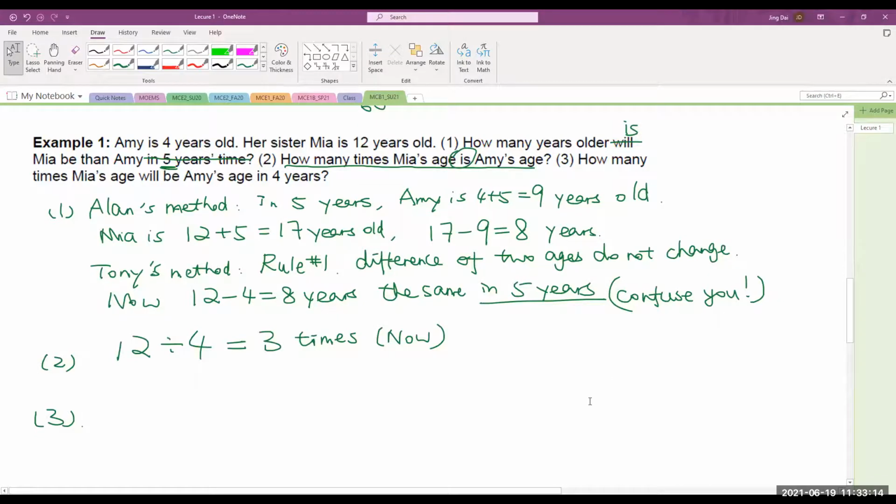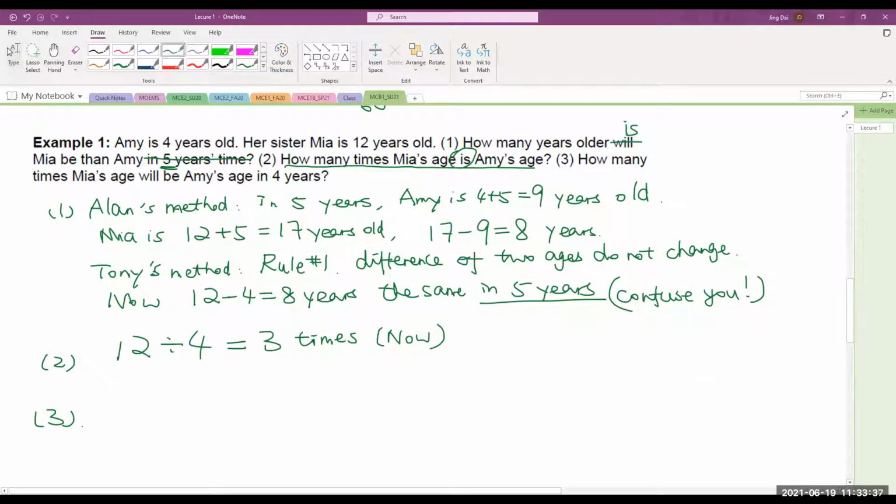Alex, go ahead. It's just like 17 divided by 9, but it's just like 16 divided by 8. Oh, thank you so much, Alex. Yes, you did it. Yes, very good.